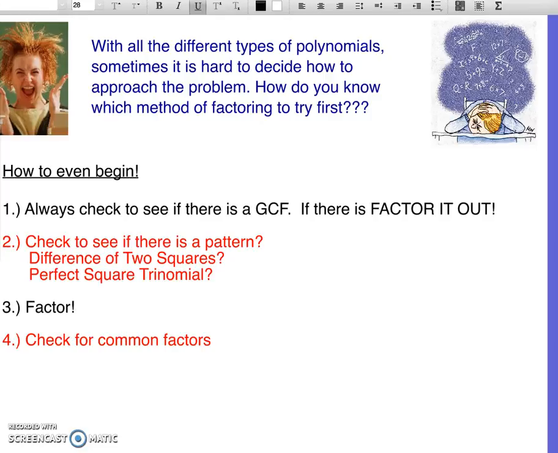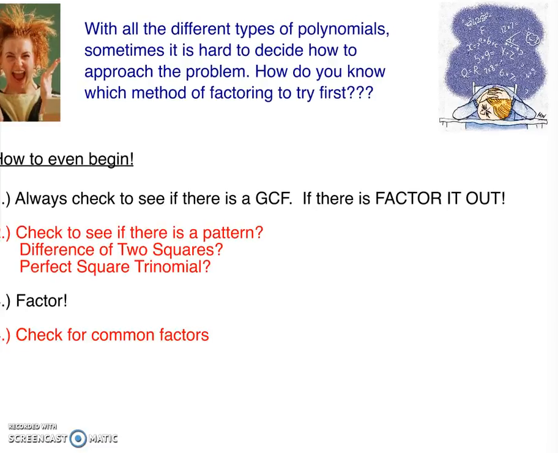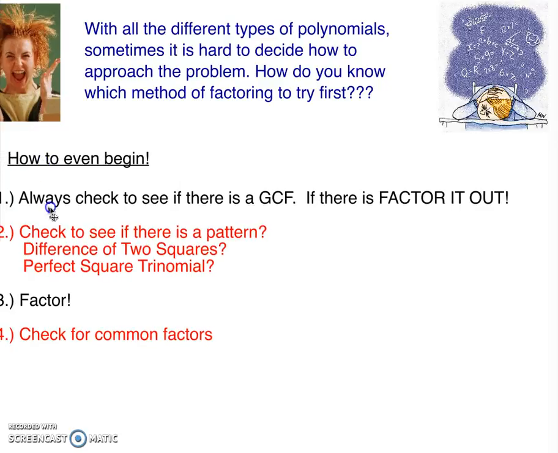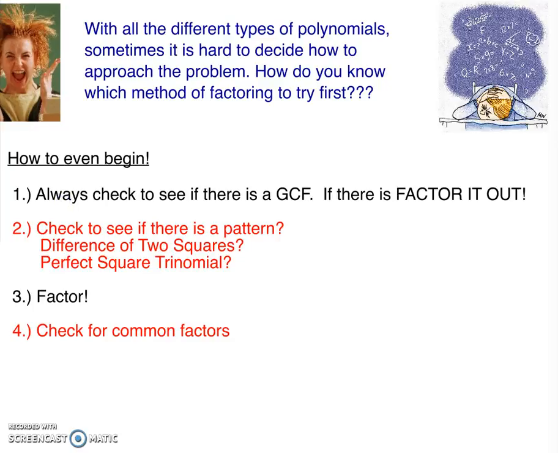Now that we've learned all these different ways to factor, sometimes you wonder, how do I decide where to even begin whenever I'm looking at them? So I have a couple steps here for you. First thing, always check to see if there's a greatest common factor. If there is a greatest common factor, factor it out. Remember, you always leave it as your greatest common factor. Put in parentheses whatever you have left over.